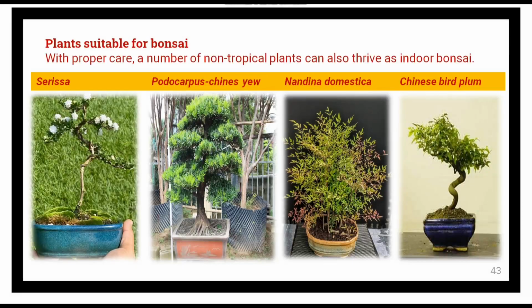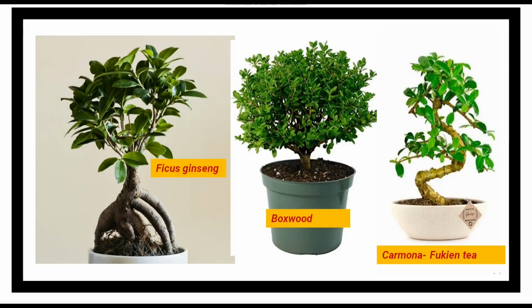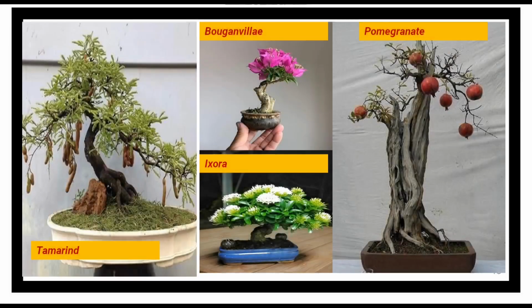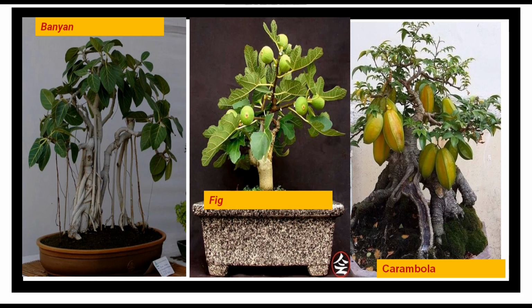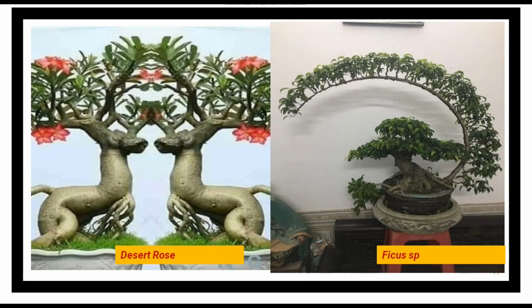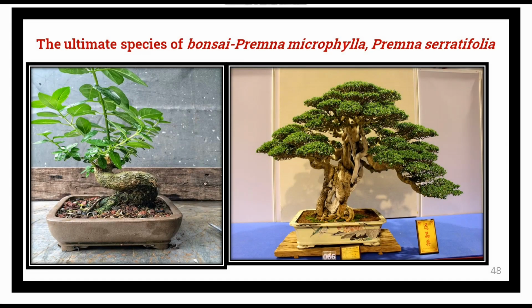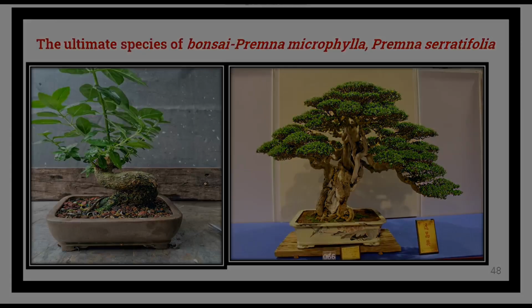temperatures. Some of the plants suitable for bonsai are Serissa, Chinese yew, Nandina domestica, Chinese bird plum, Ficus ginseng, boxwood, Carmona, tamarind, bougainvillea, ixora, pomegranate, banyan, fig, carambola, the desert rose, Ficus species, and Premna microphylla and Premna serratifolia.